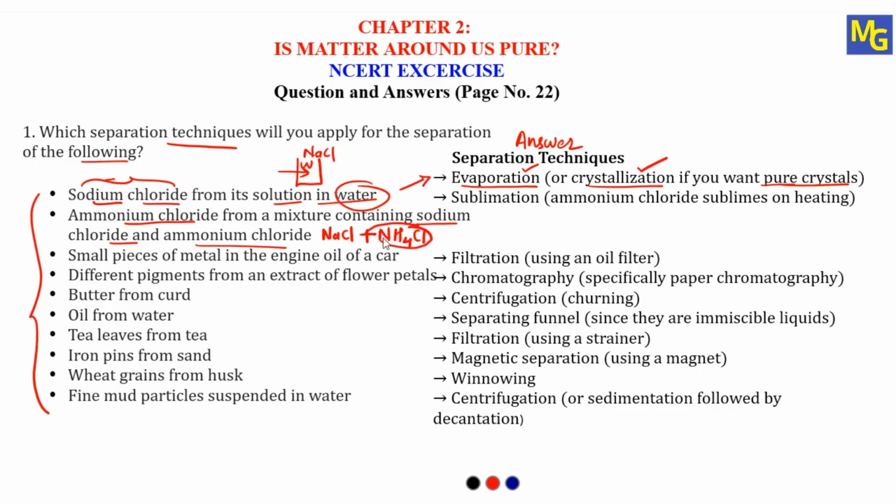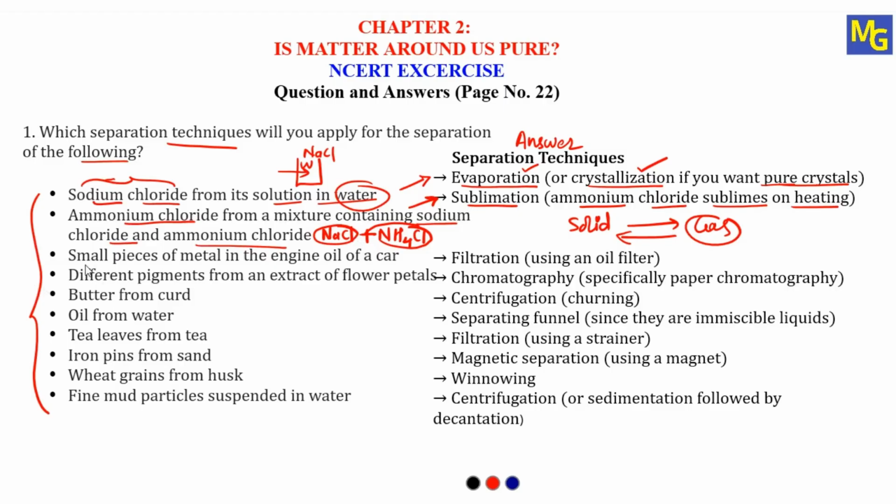So what is the technique used for this? The technique used is called sublimation. Sublimation means converting a solid directly into gas, or gas directly into solid. So when we do sublimation, ammonium chloride, that is NH4Cl, sublimes on heating. Ammonium chloride will undergo sublimation and convert into gas, and then after cooling it forms crystals, and NaCl will remain as it is in the flask. So this is called sublimation.